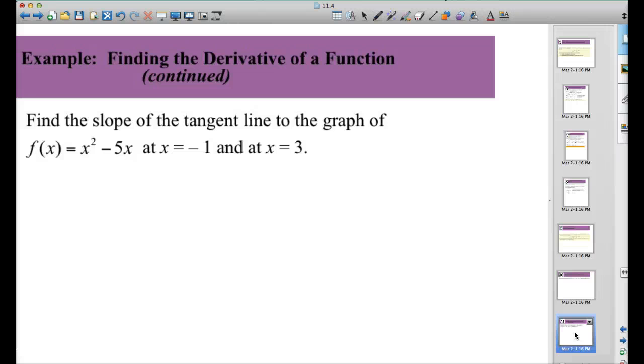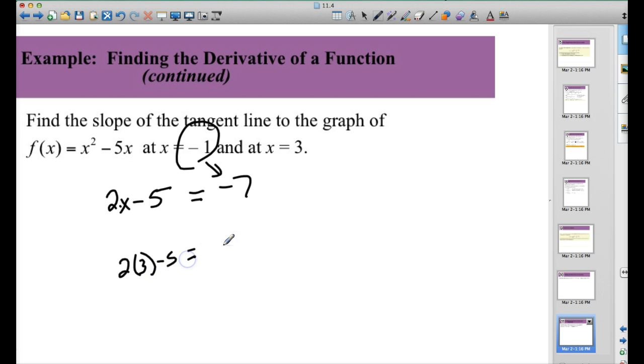Now it says find the slope of the tangent line to the graph of this at x equals -1 and x equals 3. Well, we already know the equation. We know it's 2x minus 5 from the previous problem. So therefore, now if I want to find the slope of the tangent line, I plug in -1. If I plug in a -1, I get -2 minus 5, which is -7. So at -1, my slope is -7. At 3, plug in 3 here. I'm going to get 6 minus 5, which is 1. So at 3, my slope is 1.